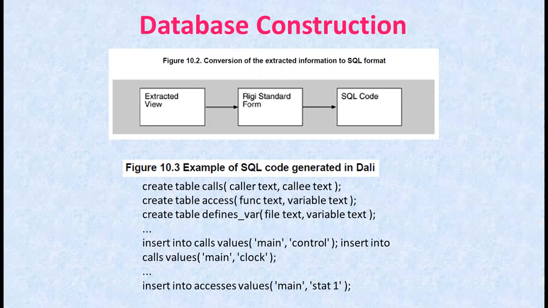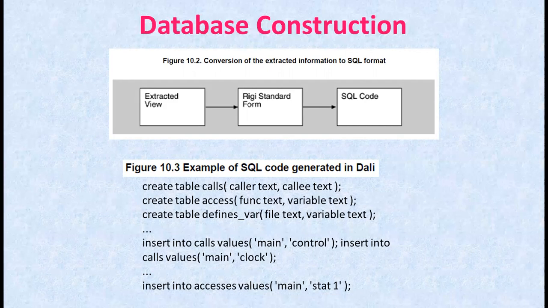In the current version of the Dali workbench, the Postgres relational database provides the functionality through the use of SQL and Perl for generating and manipulating the architectural views. Here, changes can easily be made to the SQL script to make them compatible with other SQL implementations. You can see the example: create table calls with the arguments caller text, callee text. Similarly, create table access, function text, variable text, create table define_where, arguments file text, variable text, and so on.